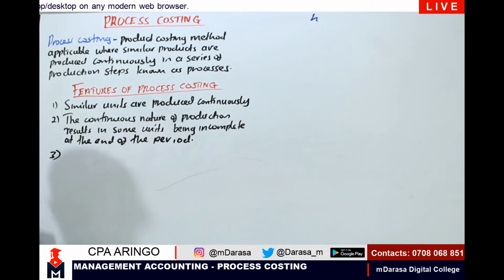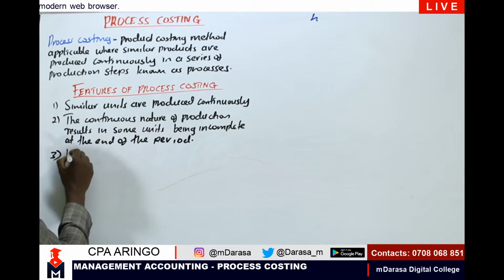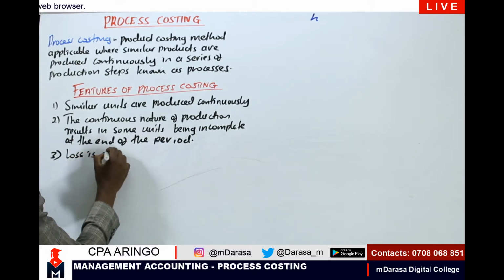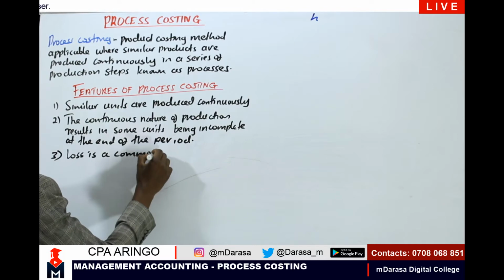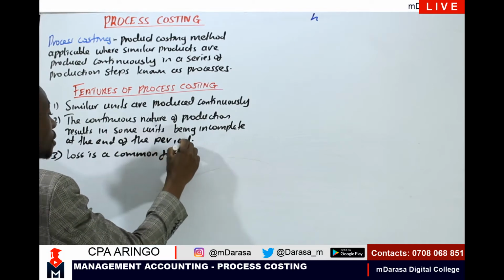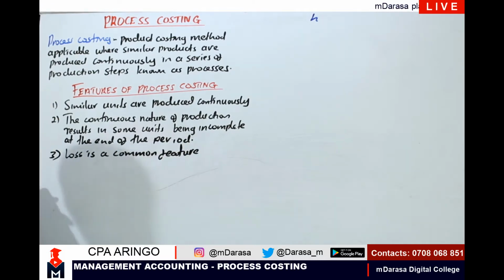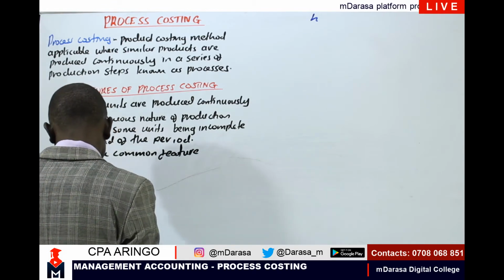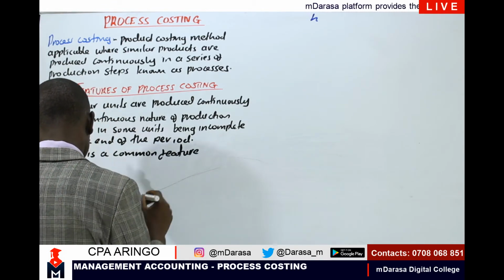Talk of number three feature. We can also mention that loss is a common feature due to spoilage.